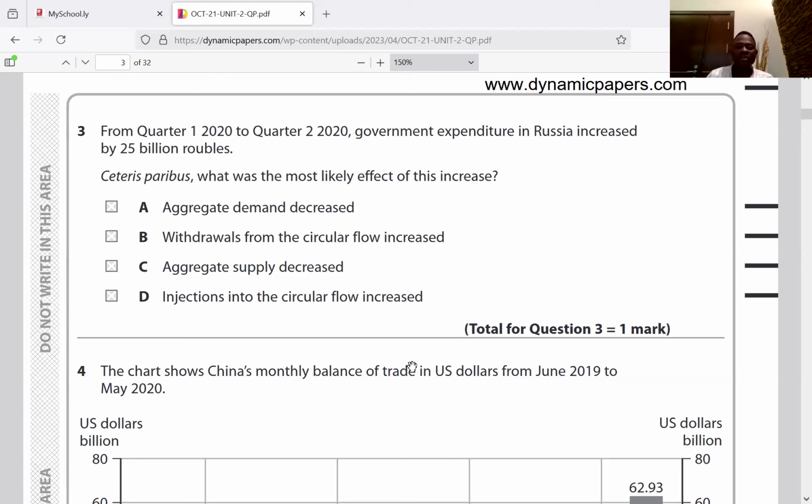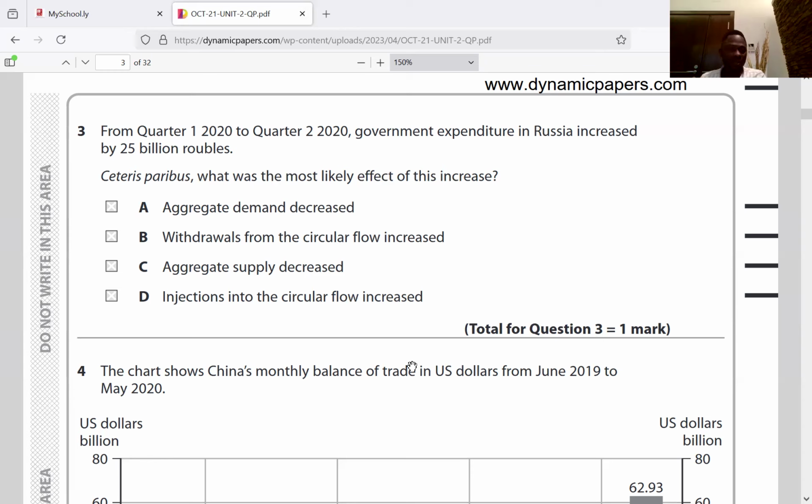Withdrawals from the circular flow increase. An increase in government expenditure would bring about injection, not withdrawals. So it is not B. Aggregate supply will decrease. No, aggregate demand and aggregate supply are expected to increase with government spending, because government spending is like a subsidy, and subsidy reduces the cost of production and the price of goods. So it is not C.